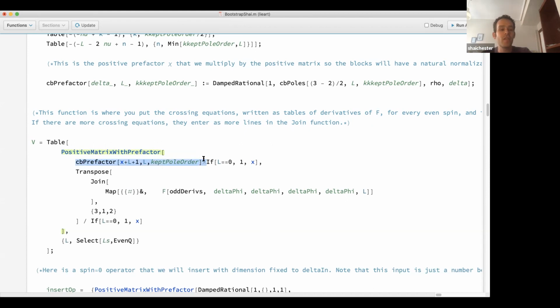But the way the positive matrix with prefactor is defined is such that when you process it using the black box at the beginning of the notebook, it will be turned into just a number. So yeah, okay, but thanks for asking. It's important that it is just a number, because we want to be putting in polynomials in x. So we can't just multiply back by the poles, otherwise we wouldn't have polynomials.